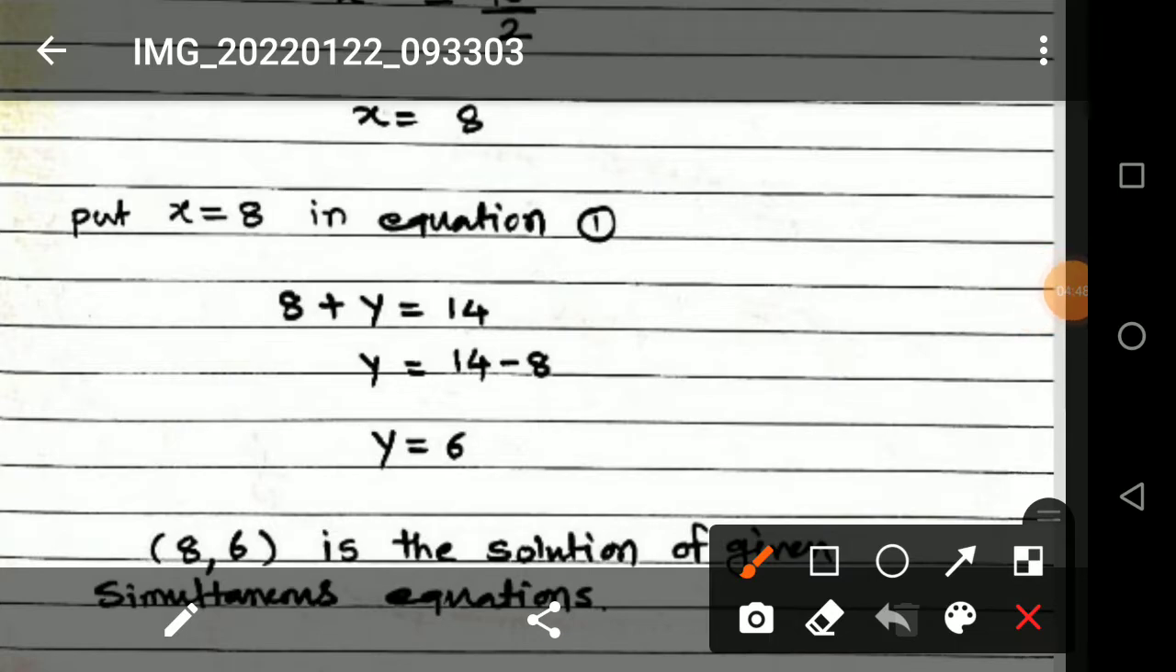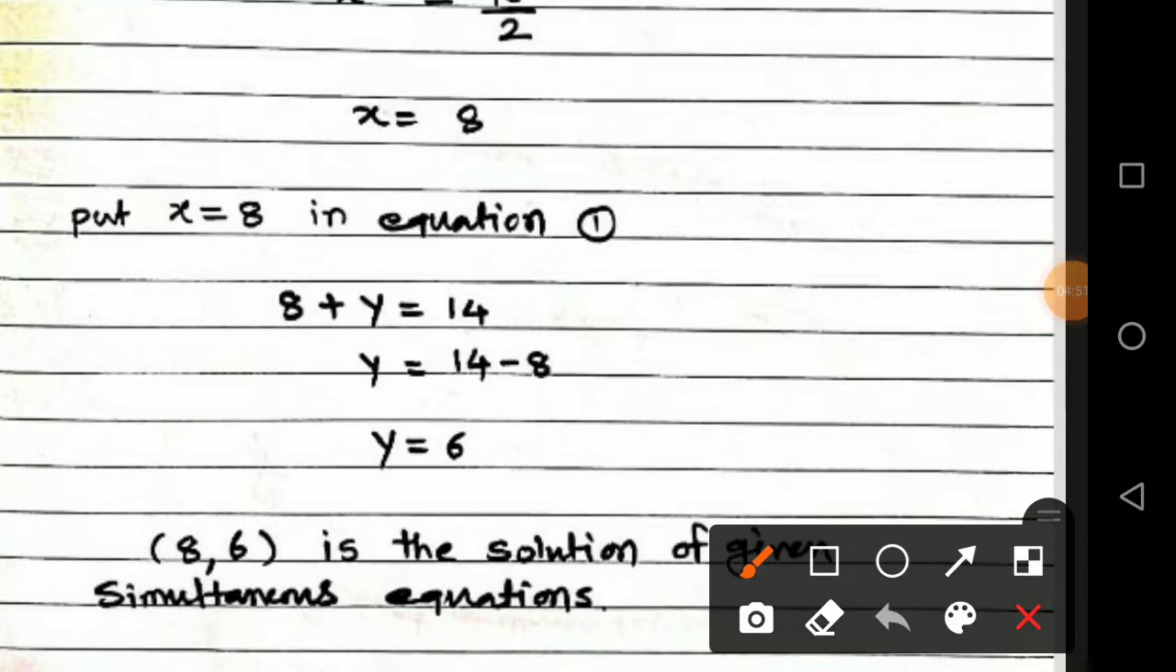We have eliminated one variable, we have prepared a linear equation in one variable, and we have found the value of one variable. Now put this value of variable x is equal to 8 in any one of these two equations. Whichever equation is easy for you, choose that for calculation. First is very easy. Put 8 in place of x in equation 1. 8 plus y is equal to 14. Transpose this 8 to the right side. It becomes negative: y is equal to 14 minus 8. y is equal to 6.